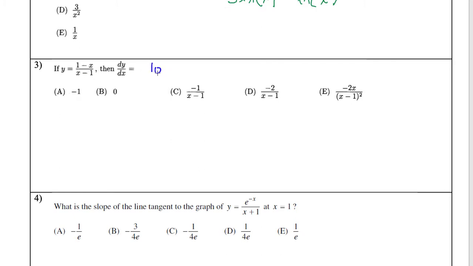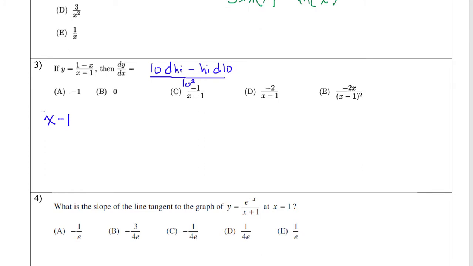You always start low, and then you end high. Low, d high, minus high, d low, all of this over low squared. All right, so I'm starting with low. Low is x minus 1, so I'm just copying this down.